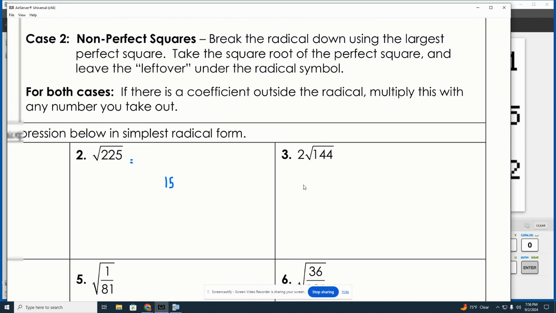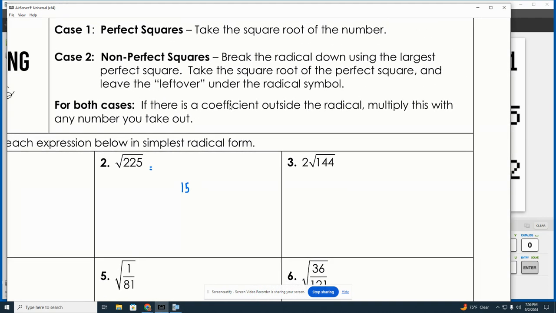Now remember this little note right here. If there is a coefficient, a number, outside the radical, like that 2 is, you multiply it with whatever number got to come out. Well, what number got to come out? It wasn't 144. It was the square root of 144. It was 12. So this becomes basically 2 times 12. And now that they're both out of the radical, we're allowed to multiply them. See, I can't multiply the 2 into the radical, but once this comes out of it, I can. So 2 times 12 equals 24. I hope that makes sense.